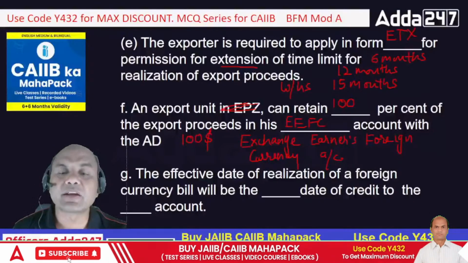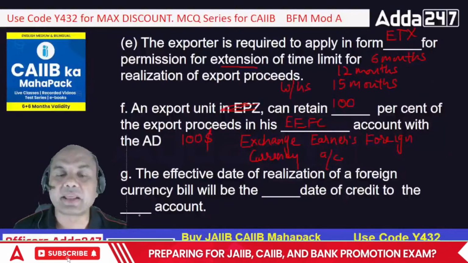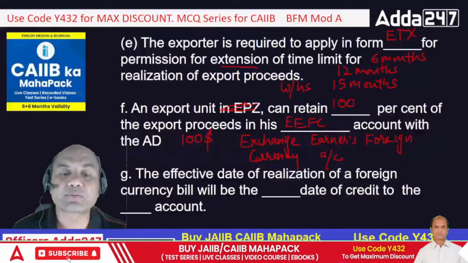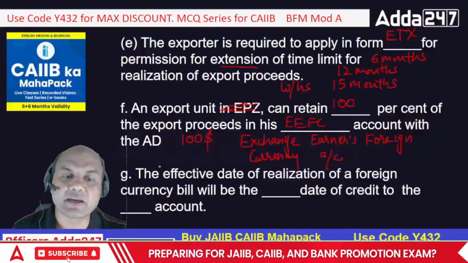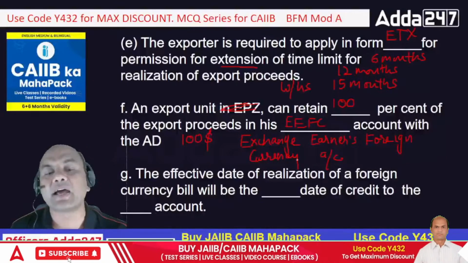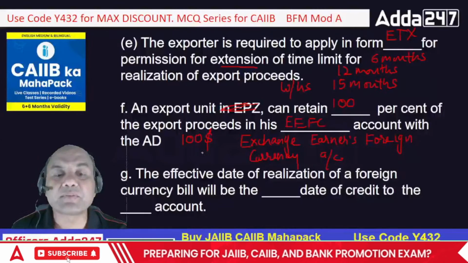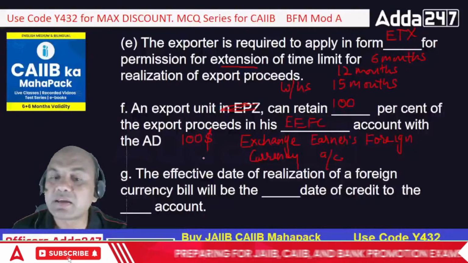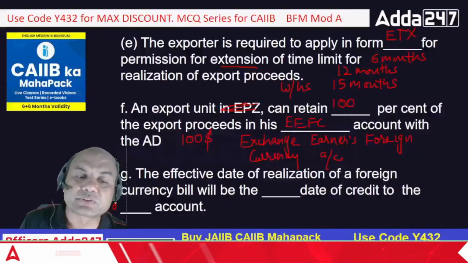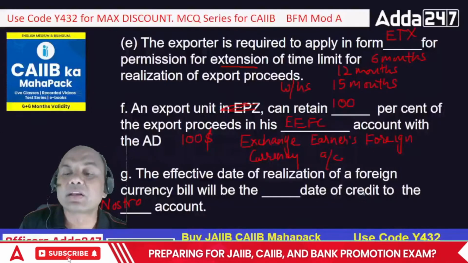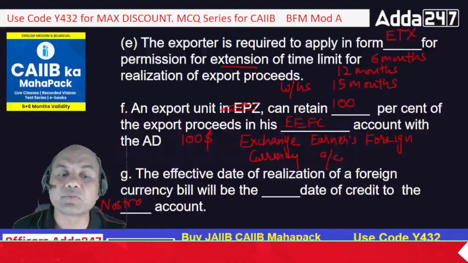The effective date of realization of foreign currency bill will be the dash date of credit to the dash account. What does that mean? Effective date means when do I say that I have sent the goods and I have received the money? I'll say I have received the money when I see the money in my which account? The answer here is Nostro. Credit to the Nostro account of that bank. Here the Nostro account is not of an individual. Nostro account is always of the bank.